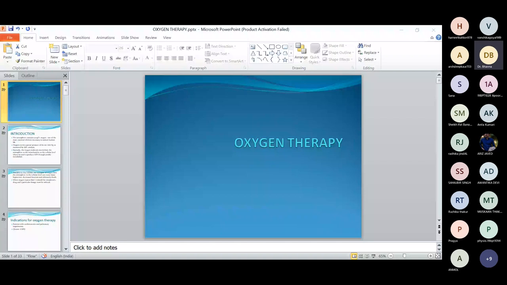Now you come to the open face or simple mask. It delivers 40 to 60% of oxygen depending upon the flow. If the flow is more, the leakage will be more, right? And the patient will have more pressure on the face. So there is less oxygen delivered to the lungs. So the flow rate is 5 to 6 liters per minute to prevent rebreathing, right?